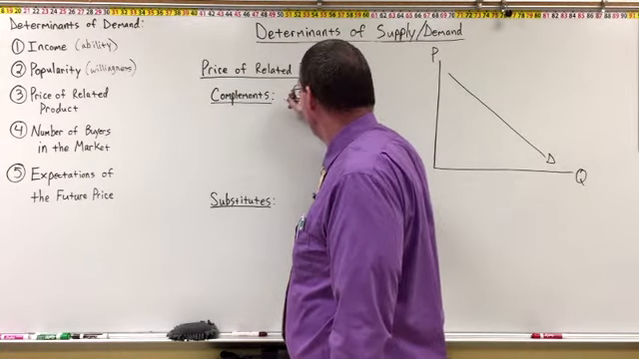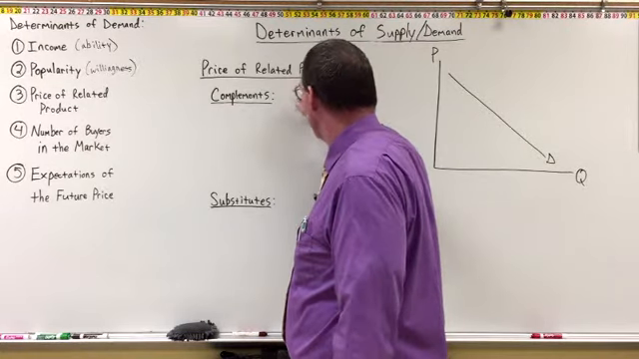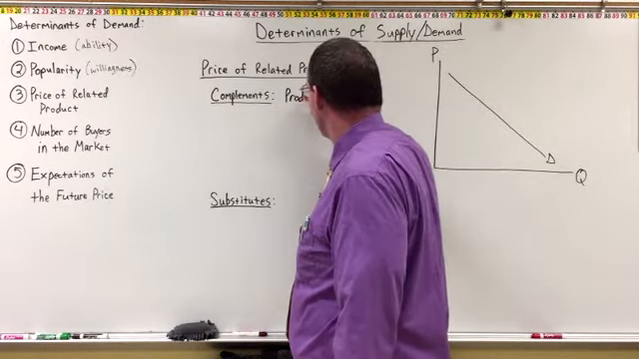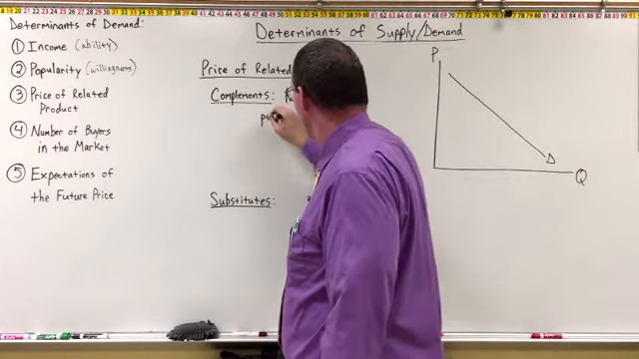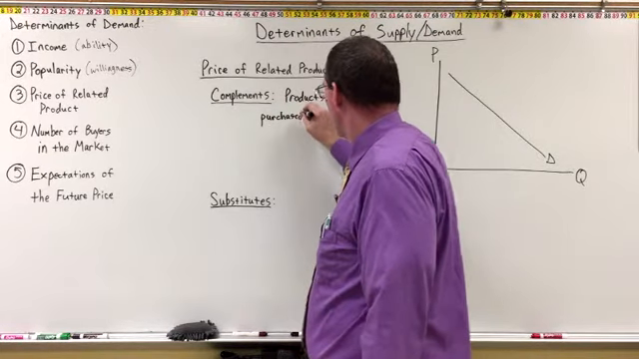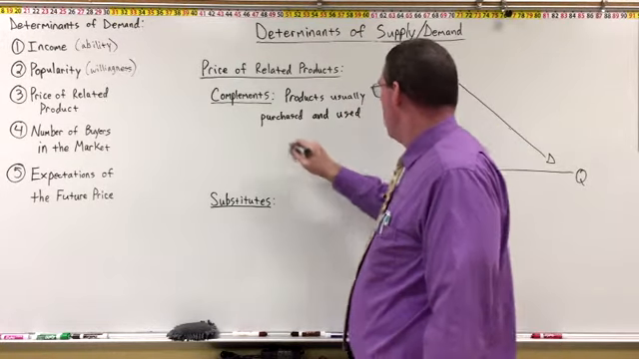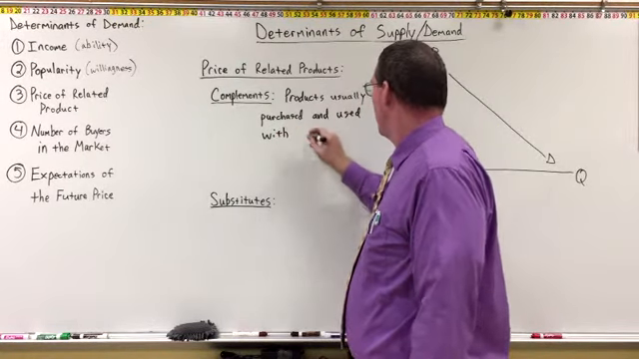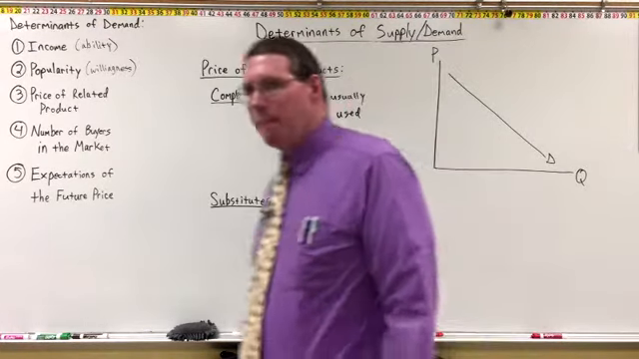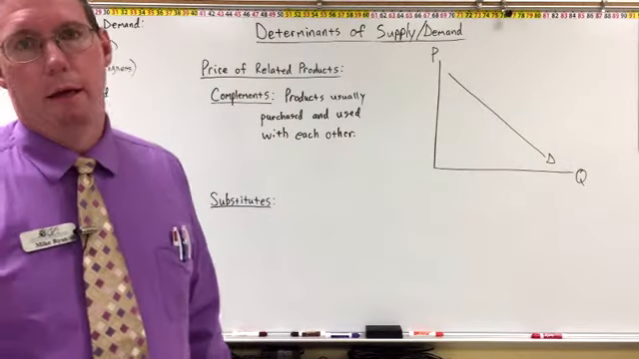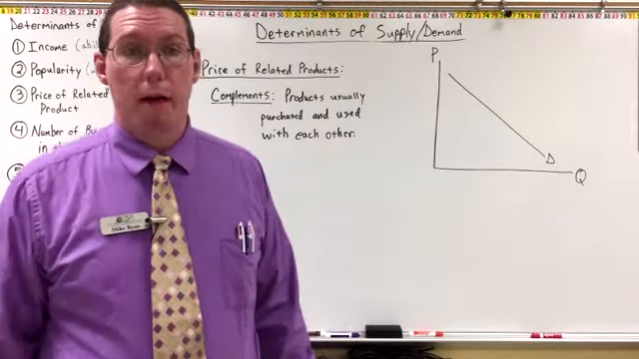A complement good or a complement product is usually purchased and used with each other. Okay? Great example. My favorite example, peanut butter and jelly. Peanut butter and jelly. They are complement products. When you buy one of them, you usually buy the other.